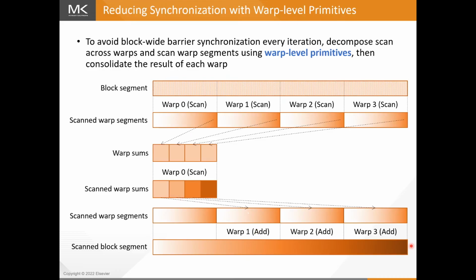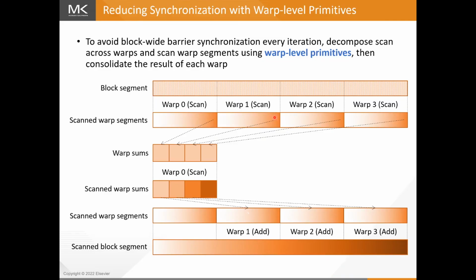Professor, can you repeat? Yes. So we start by having every warp scan its own segment. Now, once every warp scans its own segment, every warp still needs to add the sum of the elements before that warp to its own elements. Is that clear?